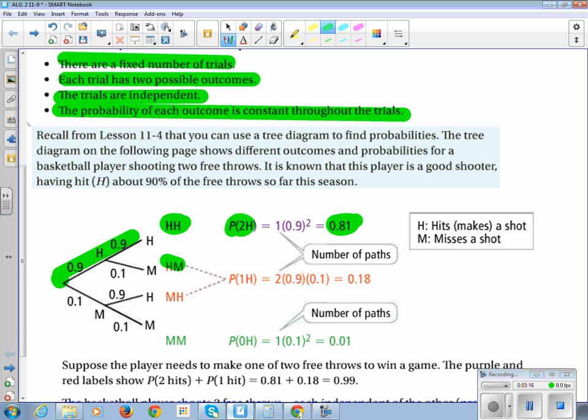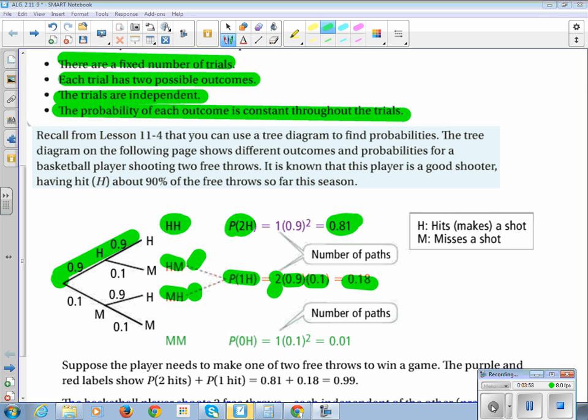Now, the probability that she's going to make it and then miss it, or miss it then make it, is the probability of one make, which is 2 times 0.9 times 0.1. You multiply those together, you get 0.18. So the probability that she's going to make it and miss it, or miss it and make it, order doesn't matter on this, is 0.18. Where does the 2 come from? This 2 comes from the fact that there are 2 branches where she misses it and makes it.